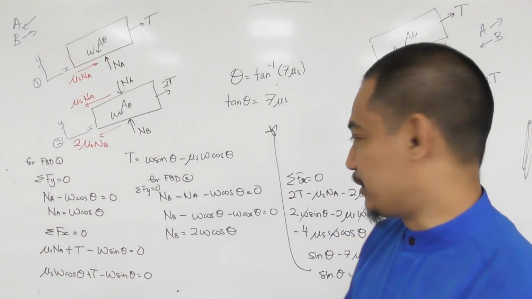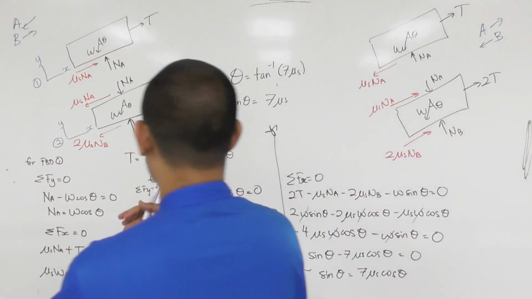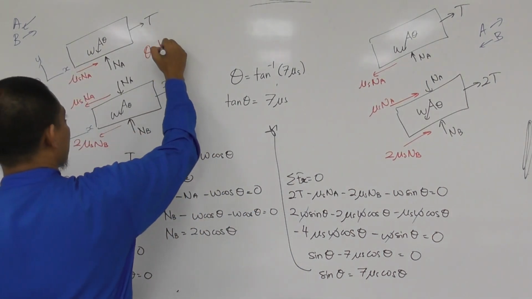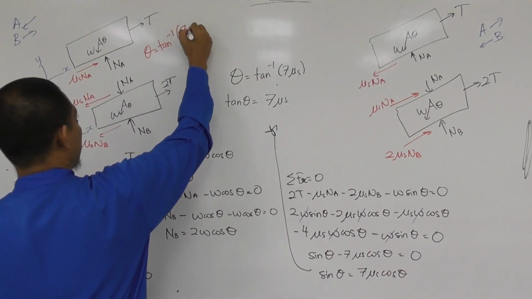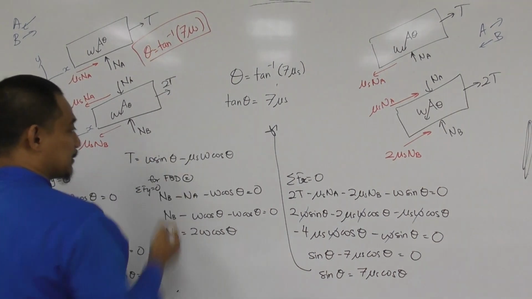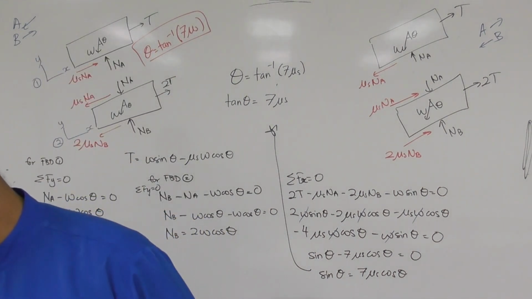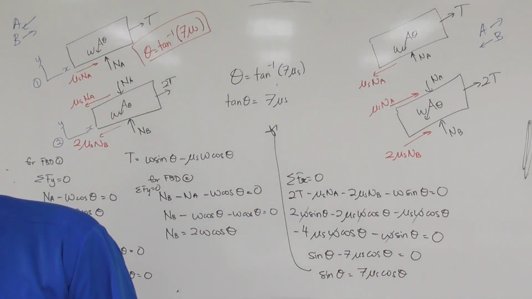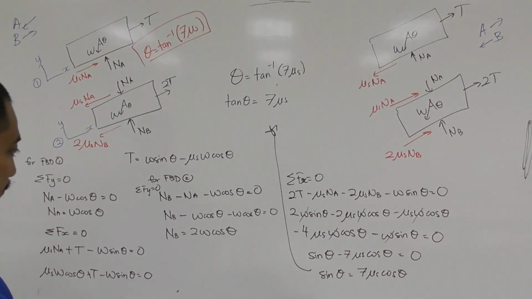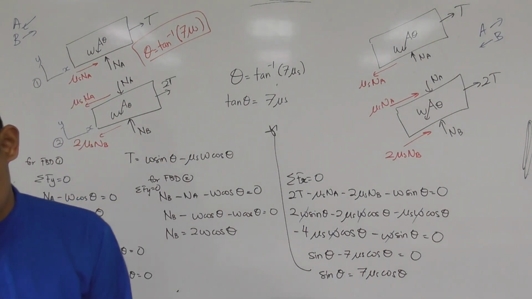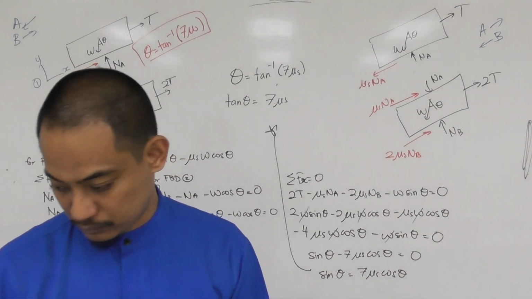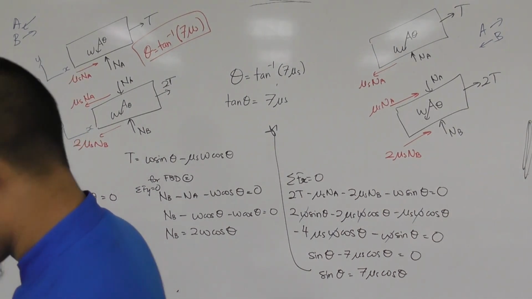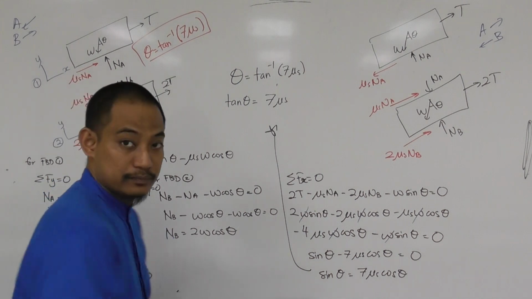We have to erase because we do not have enough space for this one, but we'll keep this value. So for here, I'll write it in red. We have calculated that theta is arctangent of 7 mu s. So that is our final calculation, right? Now, what about this one? Okay. So it is this one.